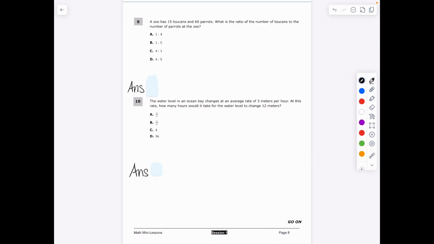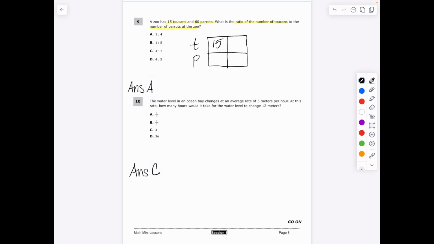Let's look at 9 and 10. We have A and C. So check off, and we'll jump right into 9. A zoo has 15 toucans and 60 parrots. So as soon as I start seeing 2 different values, 2 different quantities, I'm thinking ratios. There's a relationship between them. And here you go. What is the ratio of toucans to parrots? Okay, so what do we know about toucans and parrots? First of all, they're giving us a ratio.